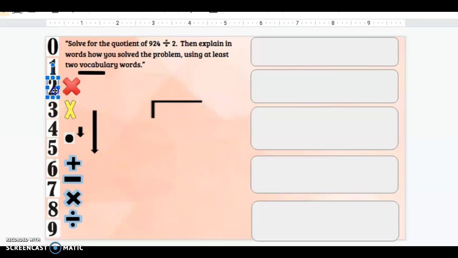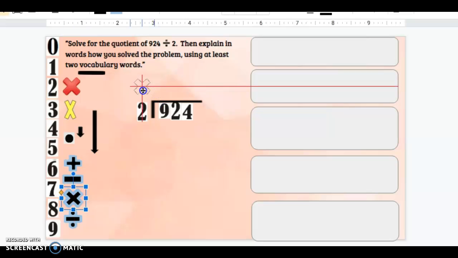First, we need to make 924 as our dividend. So that's the number that's inside of the house. Then we put our 2 on the outside as our divisor. And we have to ask ourselves, how many times does 2 go into 9? Okay, so that's our first step.